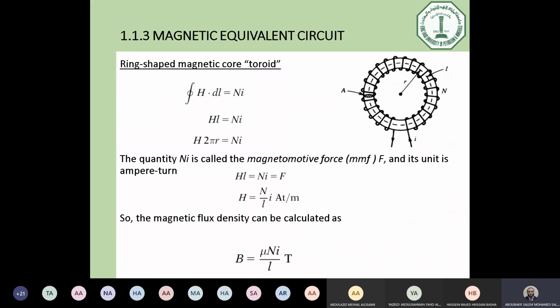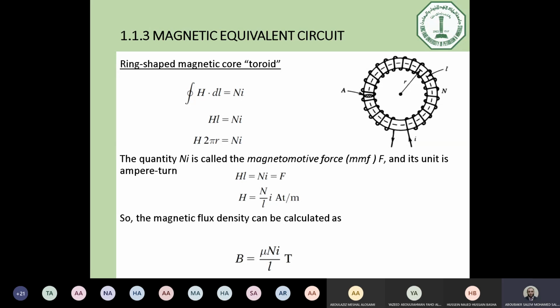Let's have an example for a toroid core in order to derive the relation for flux density. So if we have a toroid core like that, with cross-section area A, circular like what you can see, here the average length can be calculated as the circle by 2 pi r, which is the perimeter of the circle of radius r. So this represents the average length for the flux lines moving inside the core. And this coil has N number of turns.